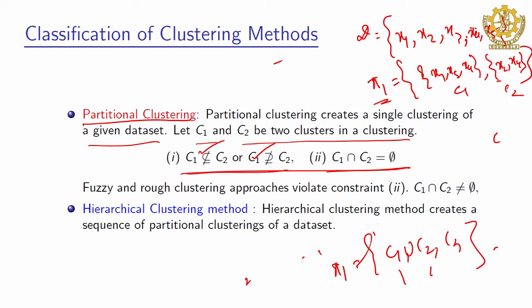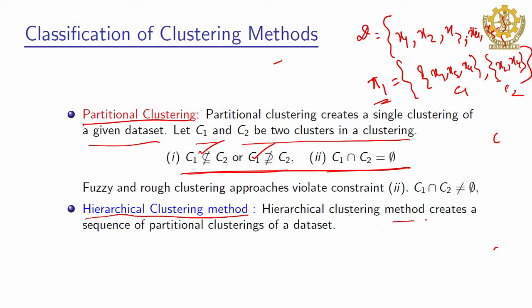Now, there is something called hierarchical clustering methods. It produces multiple clusterings; it can produce pi 1, pi 2, pi 3. So, it can produce multiple clusterings, and what is the relationship?